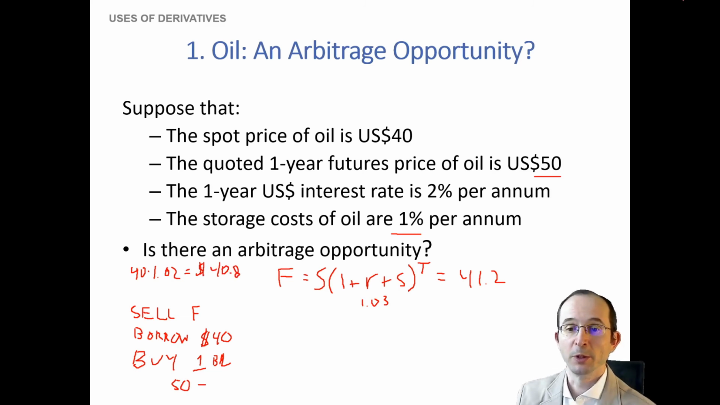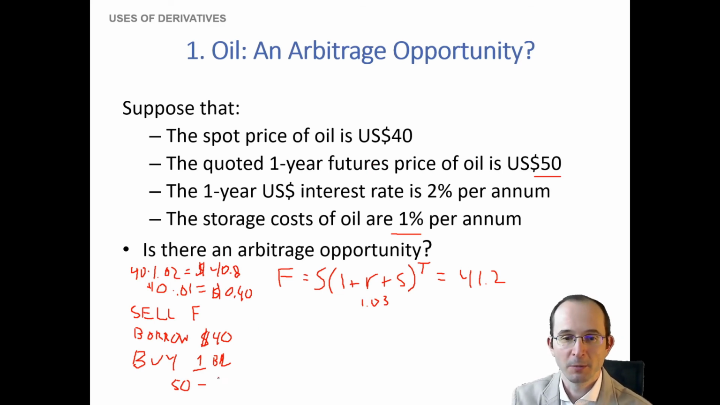But remember that not only were we responsible for repaying that loan with 2% interest, we also have to pay 1% for storage costs. So on top of that, we're going to take 40 times 0.01, and that's going to cost us 40 cents to store that one barrel. Of course, we're probably operating at bigger scale than that, but for now, let's just treat it as a one barrel transaction. So we paid 40.8 to repay the loan, and we paid an additional 40 cents for storage. So that means that in total we paid 41.2. And that means that our profit then is 8.8.